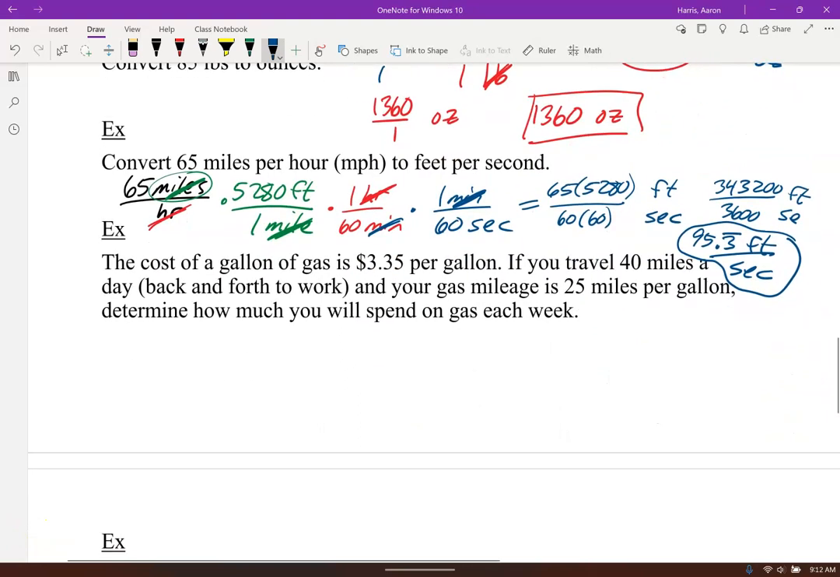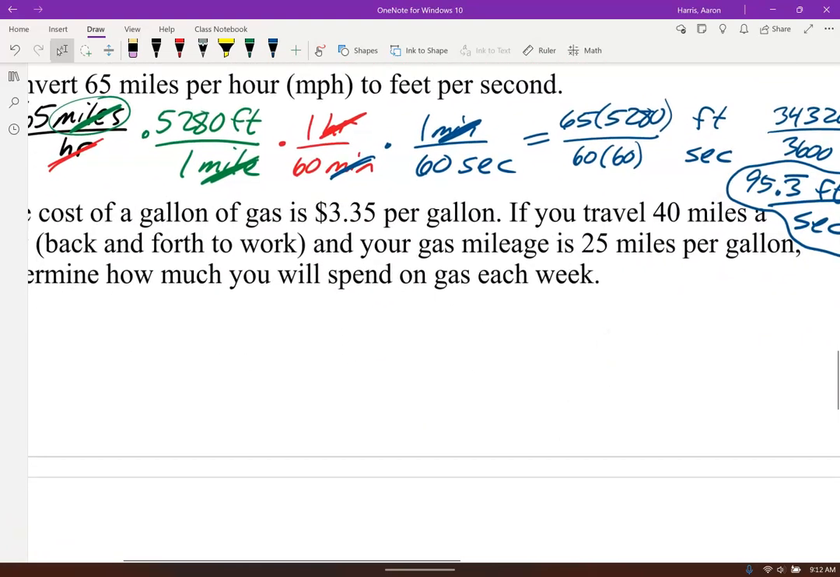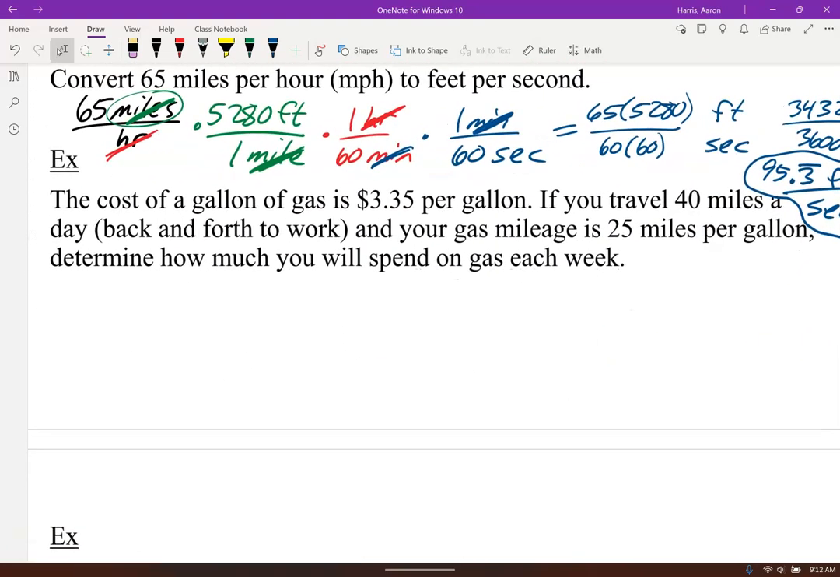So, cost of a gallon of gas. I wrote this a few years ago, as you can tell. I wish it was $3.35 per gallon. Obviously that goes up and down quite a bit, but a lot of variance there. If you travel 40 miles a day back and forth and your gas mileage is 25 miles per gallon, how much will you spend on gas each week?